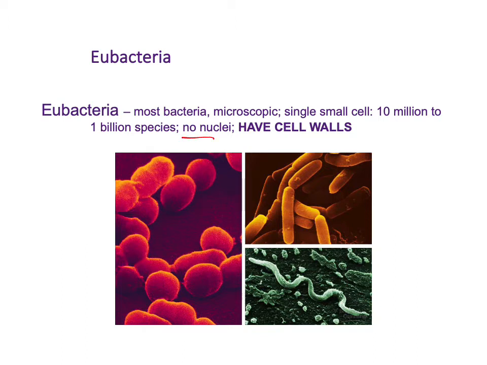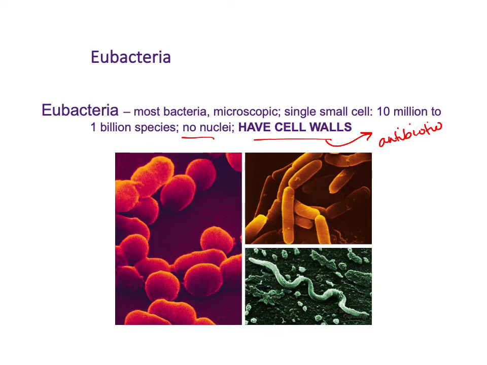Again, they don't have nuclei, but they do have cell walls, which is great for antibiotics. If you've ever had a bacterial infection, you've probably been prescribed antibiotics. Typically, those antibiotics actually target the cell wall. Our cells don't have a cell wall, we only have a plasma membrane. So these drugs target something that is specific to the bacteria and allows those bacteria to be destroyed so that they don't make us sick anymore.